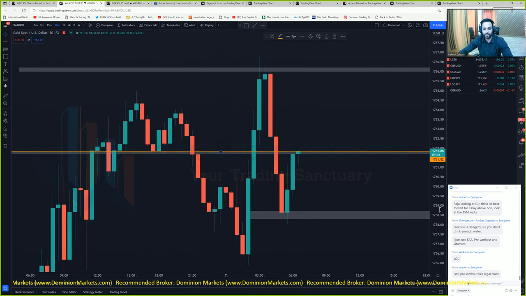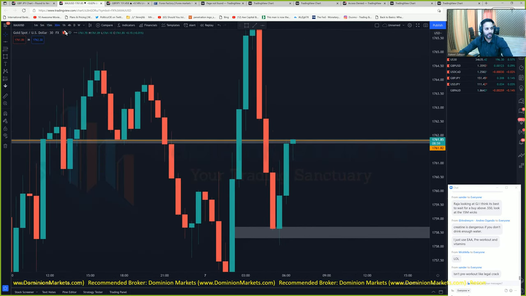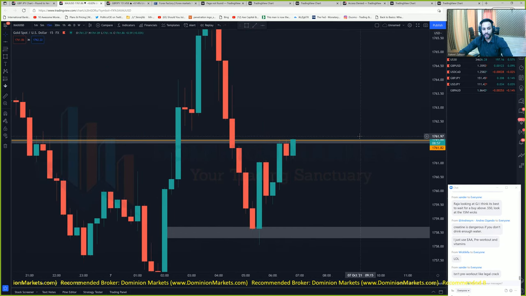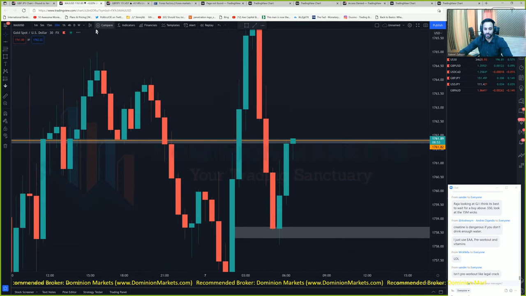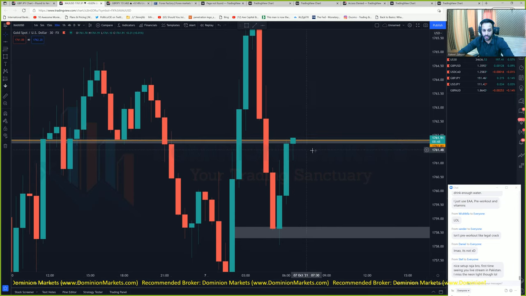All right, there we go. We got 9 minutes left here. 15 minute is breaking the high. I'm not taking a trade at this point because I want to see how the 30 minute candle is going to close. Even if I miss it at this point, I'm okay with that. I'm just going to wait.